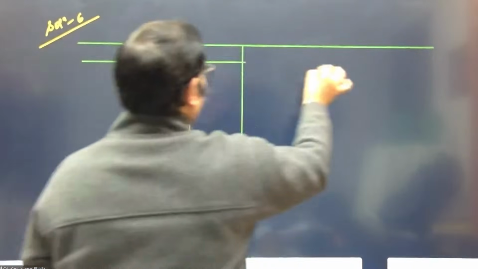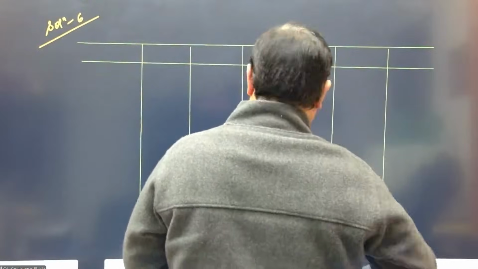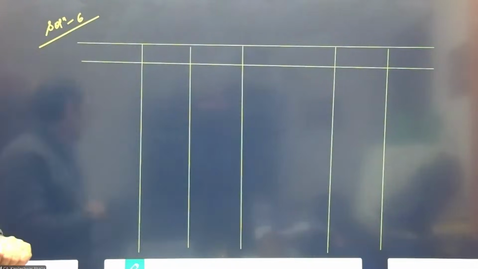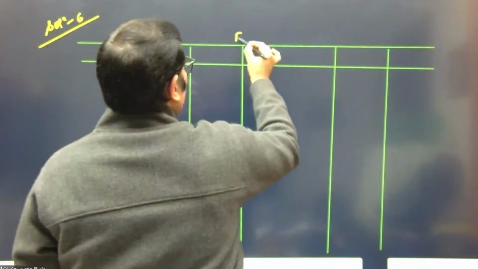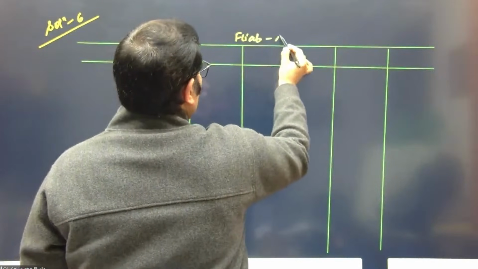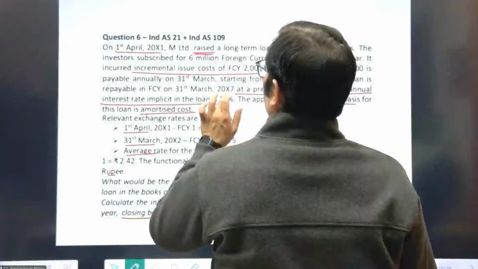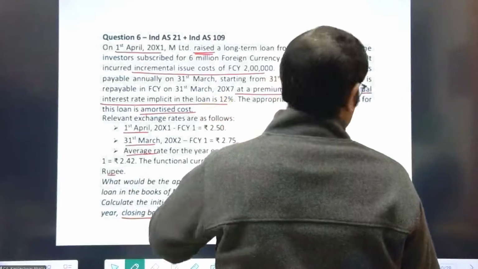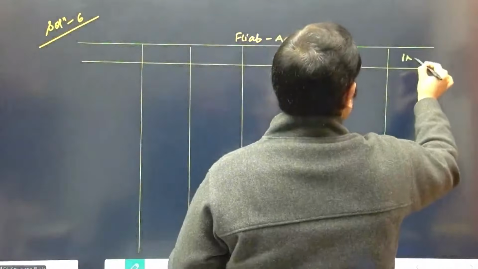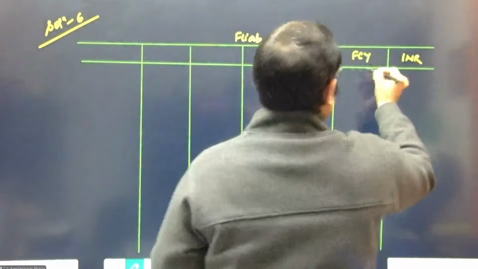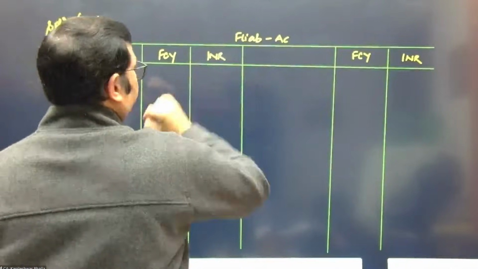First, we'll look at the accounting normal, ignoring the foreign currency factor. Let's do the normal accounting and then we can add on. So as we said, we took a loan. It's a financial liability at amortized cost. So this is in terms of foreign currency, that is FCY, and the functional currency is Indian rupee. So this is INR. This is FCY, foreign currency, and this is INR.